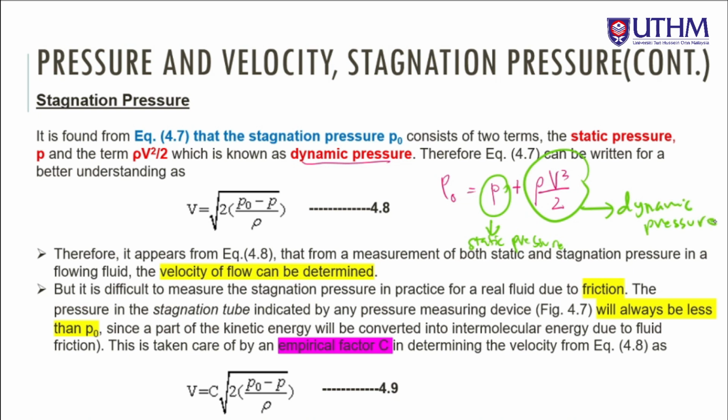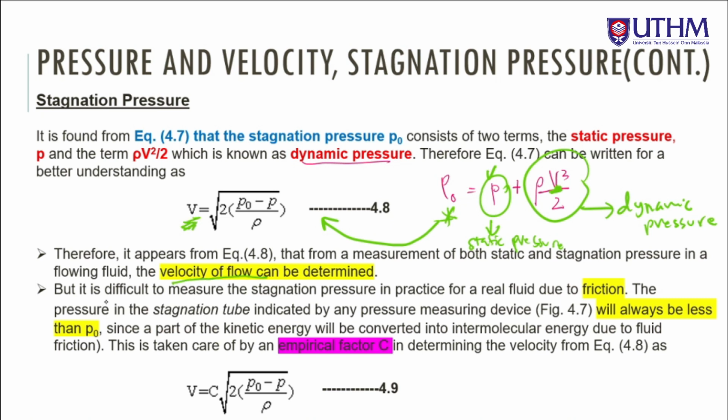Actually benda ni pun kita boleh fikir secara logik lah kan. Static pressure adalah pressure yang tak bergerak, so dia ada hanya P. Bila dynamic pressure adalah pressure yang bergerak, in which kita kena consider velocity of the fluid lah. And then we rearrange so that kita boleh dapat what is the velocity. Kita just rearrange this equation kepada ini untuk dapatkan value of velocity at point A. And therefore it appears from equation 4.8 that from a measurement of both static and stagnation pressure, kita boleh dapatkan the value of velocity.